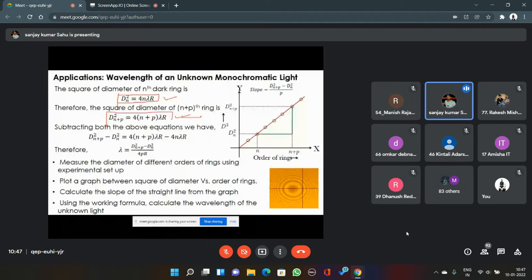Now what will we have to do? You have to subtract dn square from dn plus p square. If I do the subtraction, it will be equal to 4 into n plus p lambda r minus 4n lambda r. So the 4n lambda r terms cancel with each other, and the remaining 4p lambda r will be there. From that, we can find lambda according to this formula: lambda equals dn plus p square minus dn square divided by 4pr.